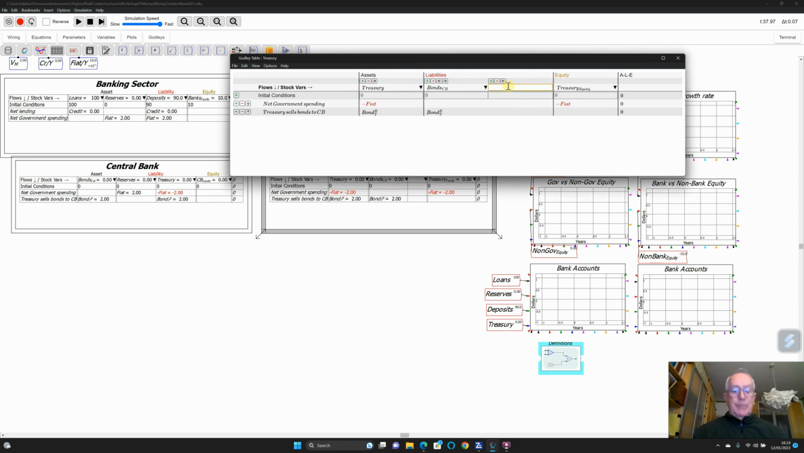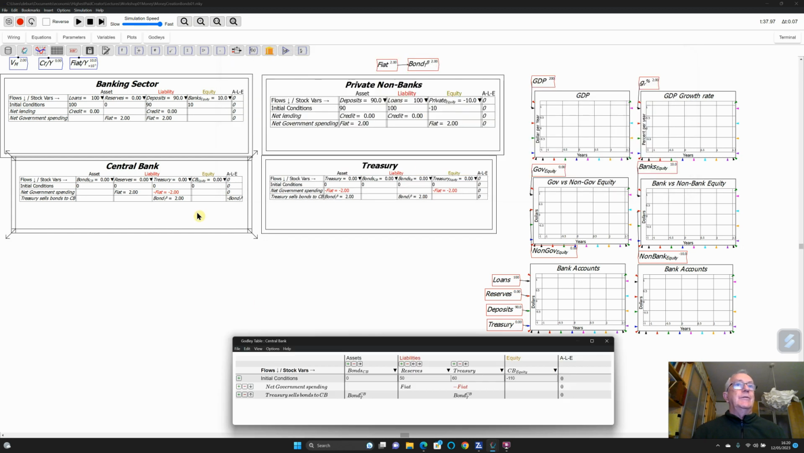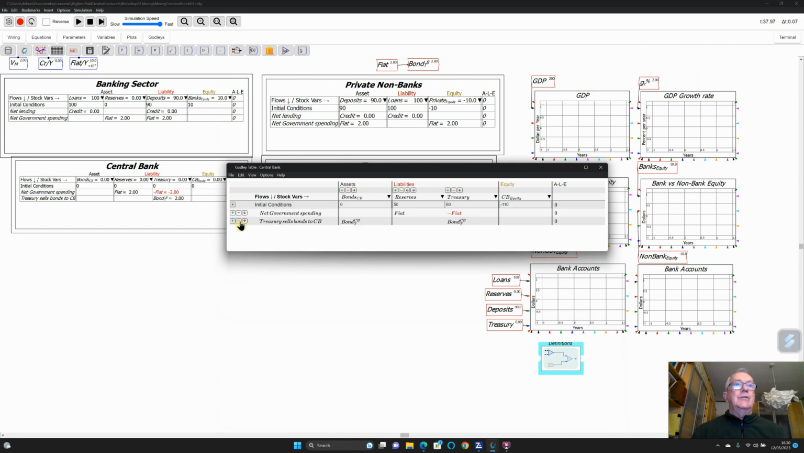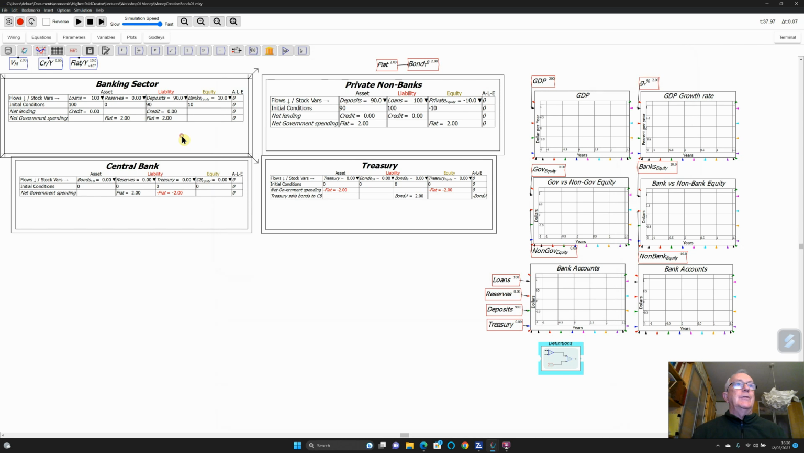And this is now going to be bonds owned by the private banks. So I'm just going to type bond subscript B there. And now I need to delete this entry from here and paste it over there. Still the same outcome. Now, of course, this particular row here is no longer relevant. So it's not the Treasury selling bonds to the central bank. I'm going to delete that operation and bring it over here to the banking sector's table.